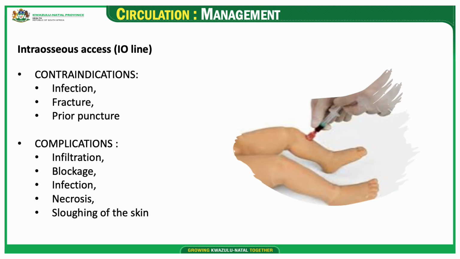So what is the contraindication? So infection over that area, a fracture, or if you've previously had puncture sites in that area. What can be the complication? So we know these lines can be absolutely life-saving, but we also need to make sure that we check regularly for potential complications. So line infiltration, they can block. Infection a couple of days after the line was in. There can be necrosis over that area and sloughing of the skin, so it's very important to take good care of these lines.